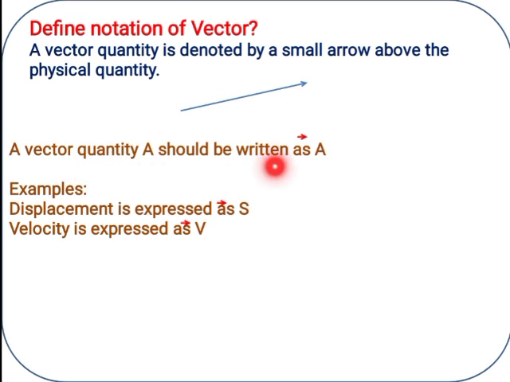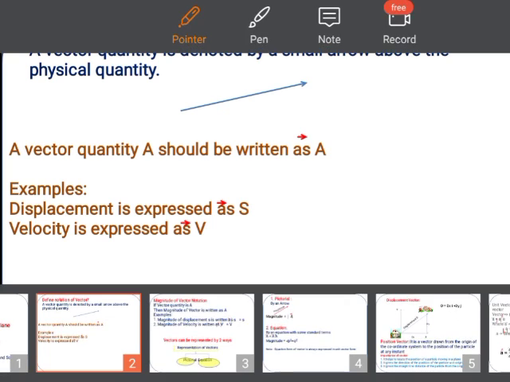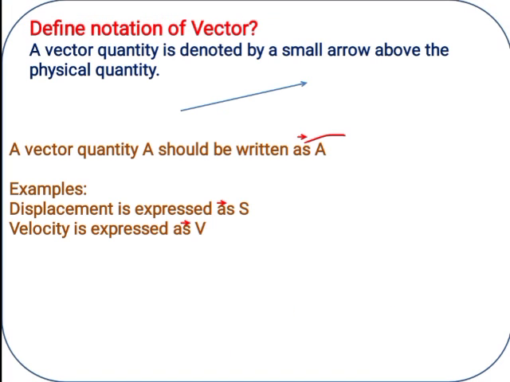Here I have shown some examples. Suppose A is a vector quantity. If we are writing this A in vector form, then how do we write it? In this way: vector A. This is the procedure of writing a vector quantity. A few more examples I have shown here.